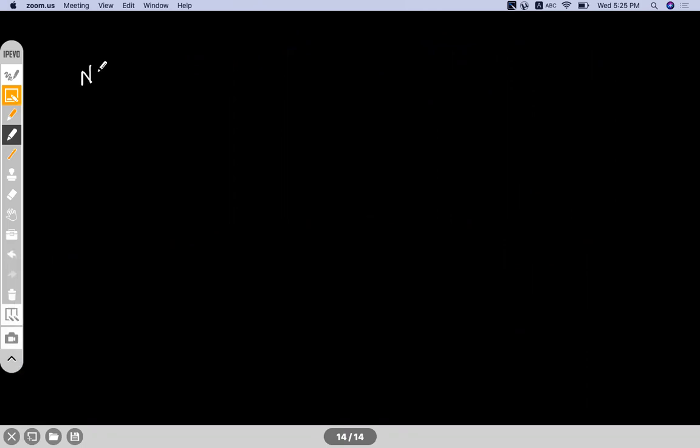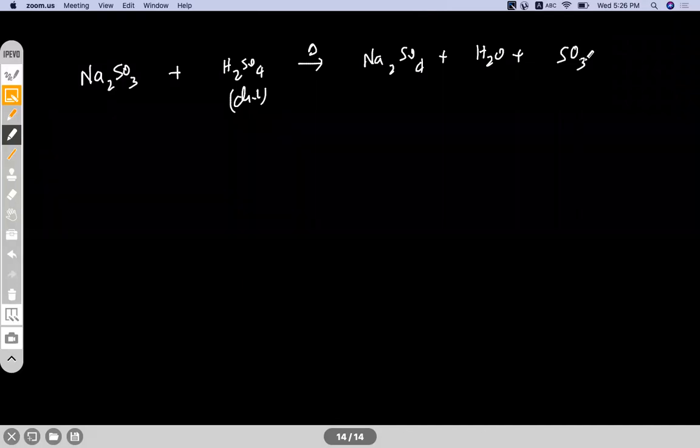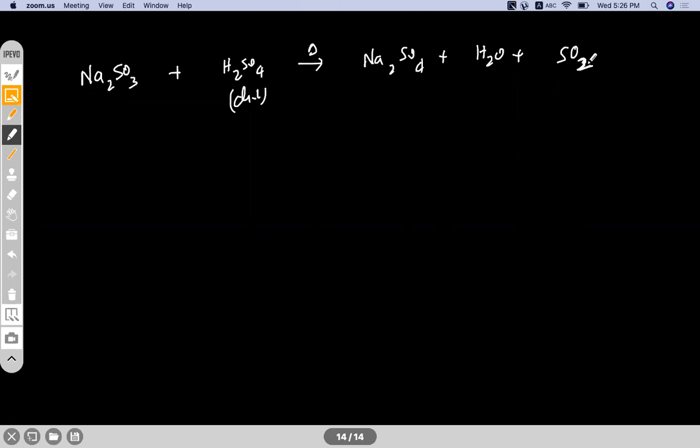We have Na2SO3 because we have sulfite ion. So it can be in this form, Na2SO3, and we add dilute H2SO4 or HCl. If you add this, the reaction would be Na2SO4 plus H2O, and you eliminate SO3 as SO2, sulfur dioxide. Sulfur dioxide evolves.